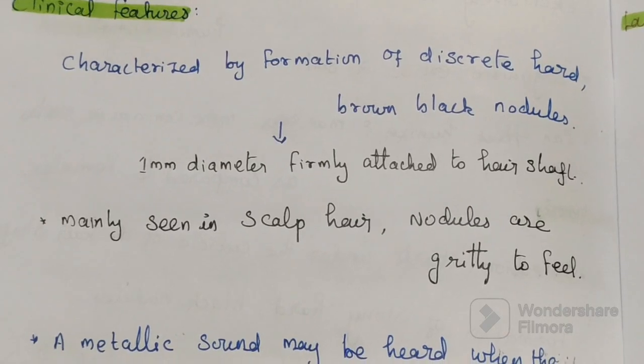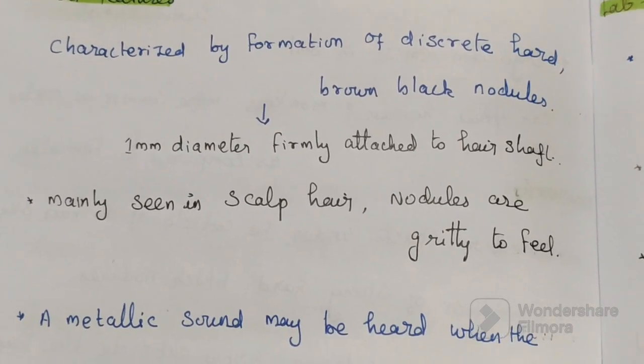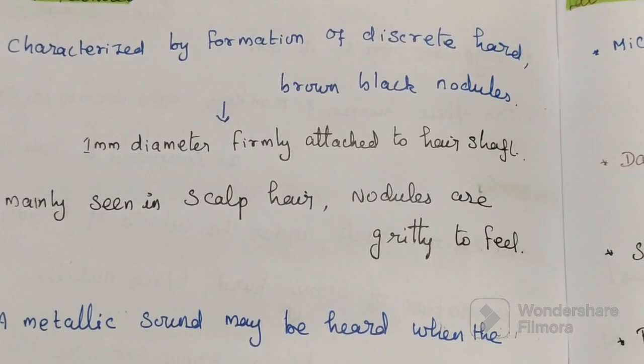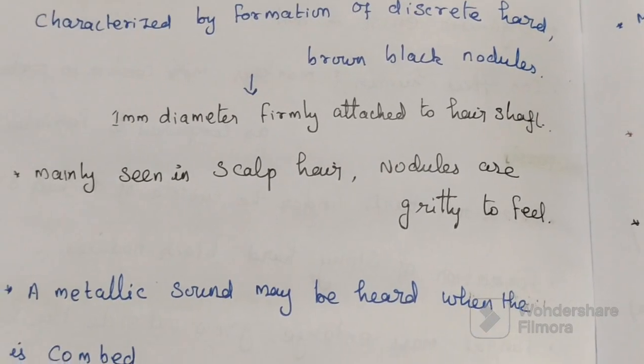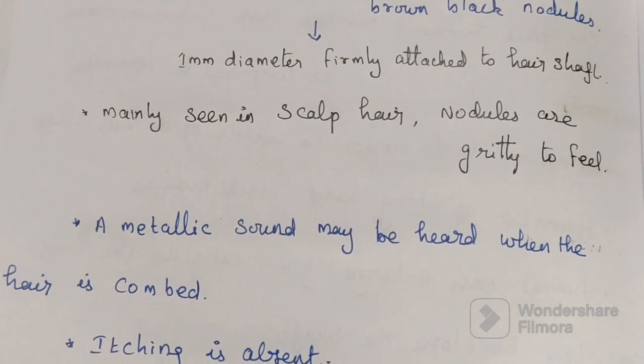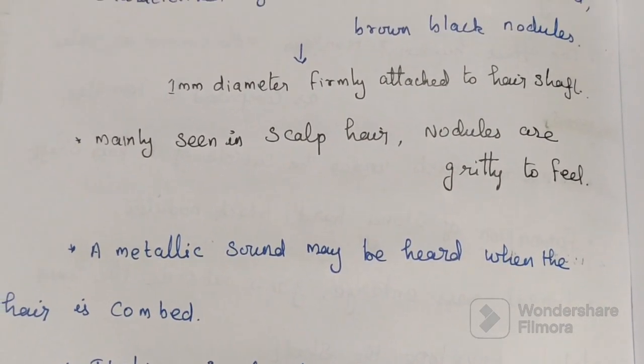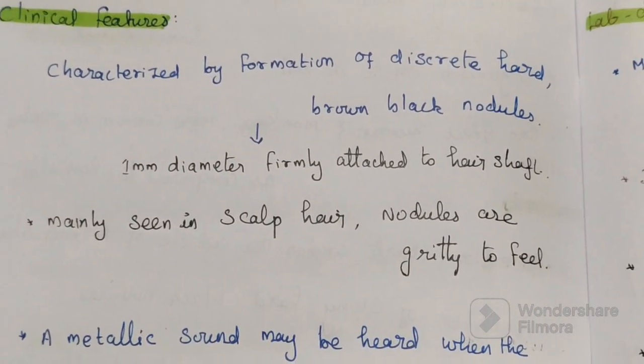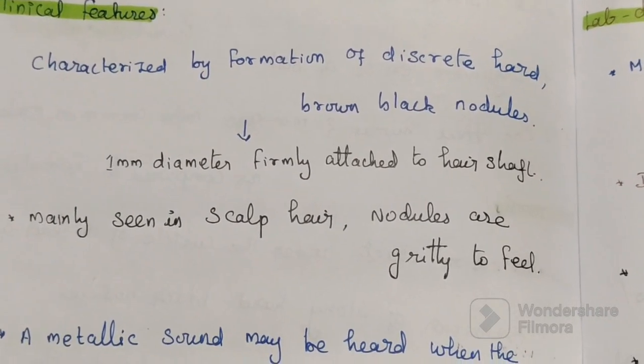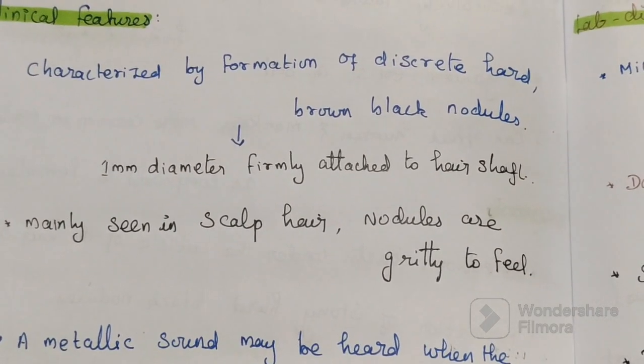Brown-black nodules 1 mm in diameter, mainly seen in scalp hair. Nodules are gritty to feel. A metallic sound is heard when we are combing. Then itching is absent. These are the clinical features of black Piedra.